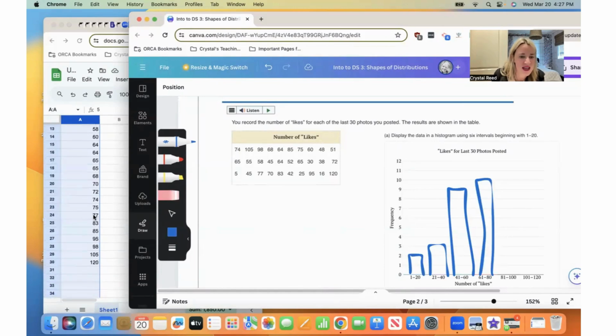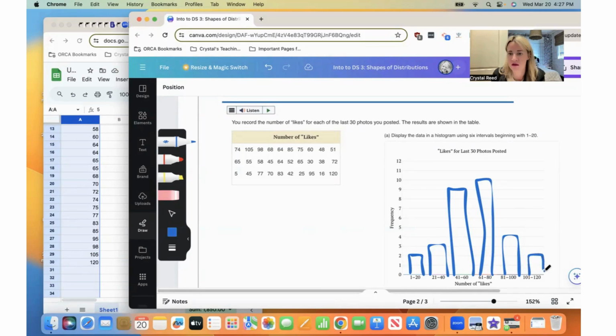81 through 100 likes. So 81 through 100, we have 1, 2, 3, 4 of them that do. And then 101 through 120, we have 2.